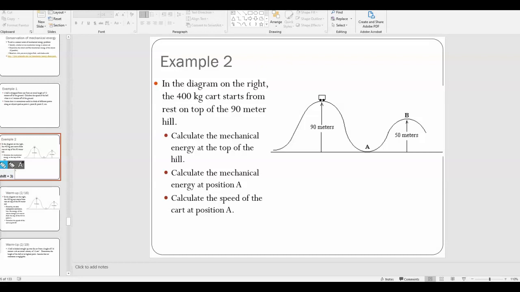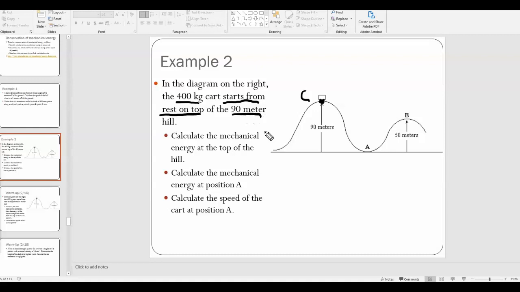Okay, so here we have a cart at the top of a hill, and I'm going to give this a label. Normally I would call it point A, but there's already a point A and a point B over here. So I'm going to call this point C. Just to give it a name, it doesn't really matter what you call it. But we're going to start off with the cart starting from rest at the top of the hill, and we're going to call that point C. And the cart has a mass of 400 kilograms, and the top of the first hill is 90 meters tall.